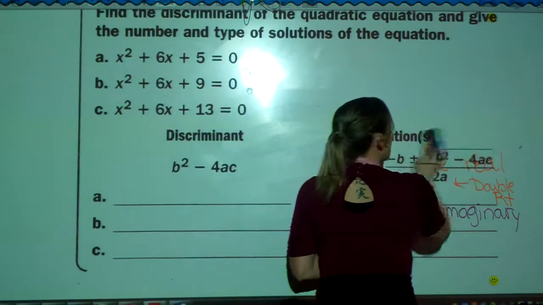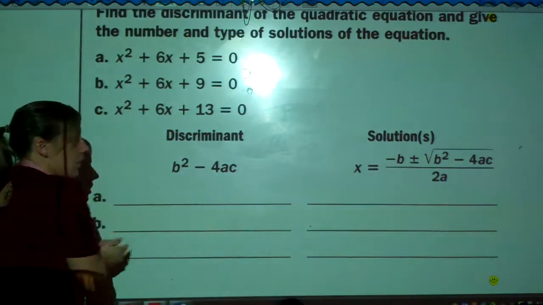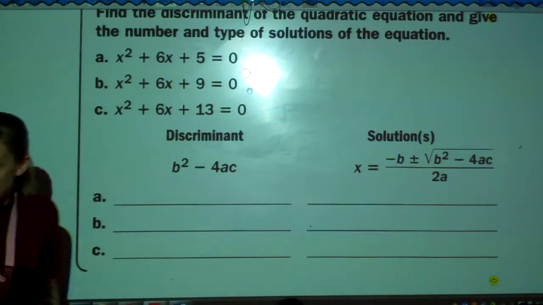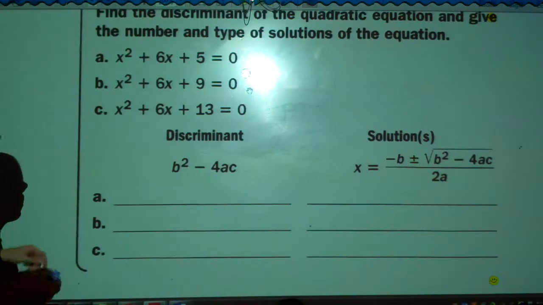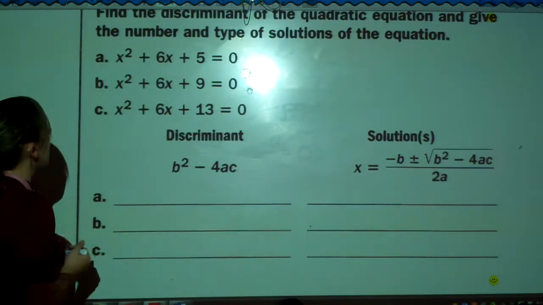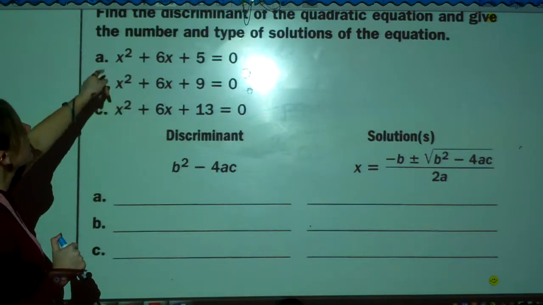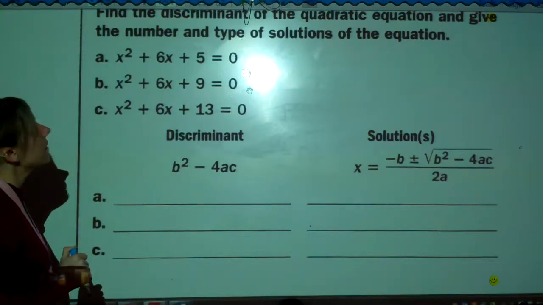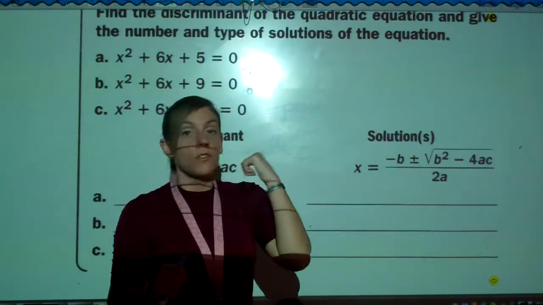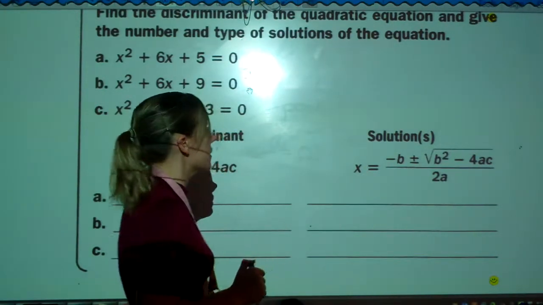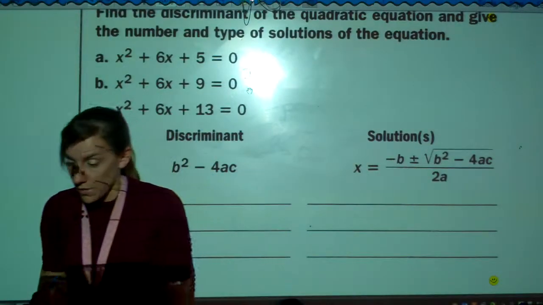Okay, so we're not going to work out the whole quadratic formula yet. We'll do that on the next video. But we are going to use just the discriminant. So for number A, it says find the discriminant and give the number and type of solution. So one real solution, two real solutions, or two imaginary solutions. And this actually does want us to work out the quadratic formula.